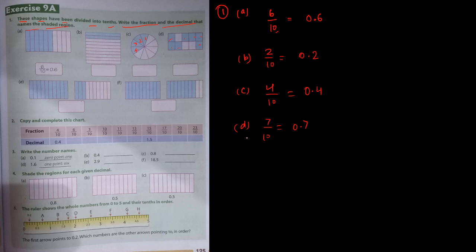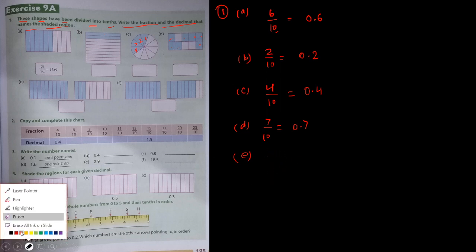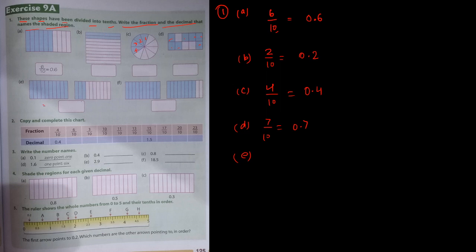Fine. And E part, it is 10 upon 10, so it will be 1. 10 upon 10 means 10, 10 cancel, 1 is the answer. But actually there are not 10 parts. If you see here closely, you will find that 10 are there and 10 are other parts. So total 20 parts are there.